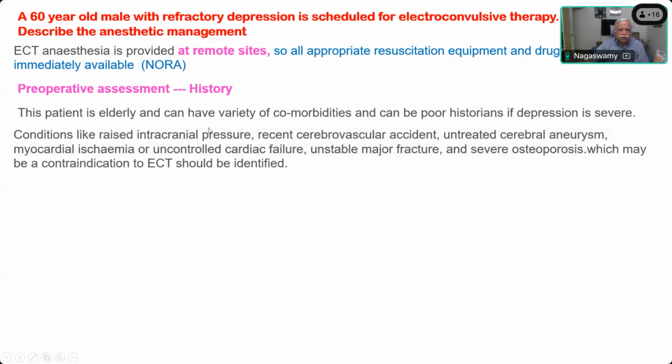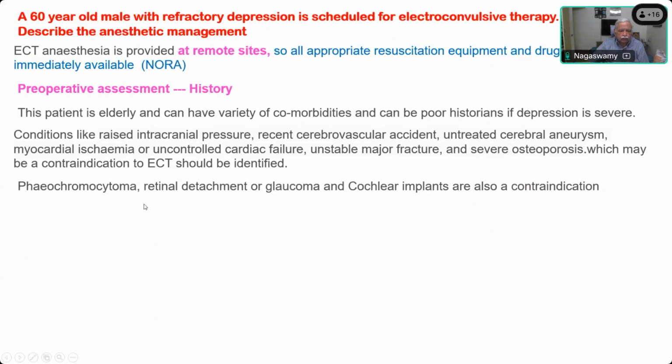And conditions like raised intracranial pressure or a recent CVA or untreated cerebral aneurysm, myocardial ischemia, uncontrolled cardiac failure, if these histories are forthcoming, or unstable major fracture, osteoporosis, then these are all considered as contraindications to ECT. Okay, so you must probe and find out whether these conditions are present, which the patient may not be able to say. So you have to get it from the attenders or relatives. And again, pheochromocytoma, very high BP, uncontrolled blood pressure, retinal detachment, glaucoma, cochlear implant are also contraindications for ECT. So by taking a proper history, you must rule out that these things are not there in the patient.